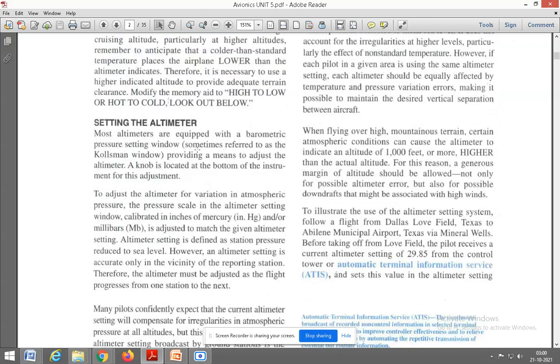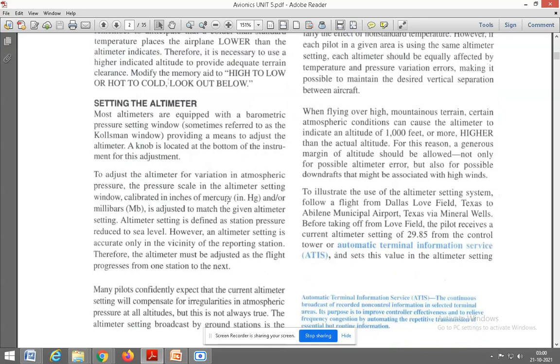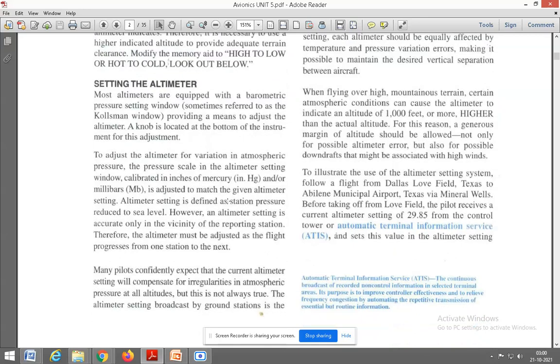So how will you be setting the value in the altimeter? This is the next part. So most altimeters are equipped with a barometric pressure setting window, that is the Kollsman window, which will provide an adjustment of the altimeter. Here we will be using a knob located at the bottom of the instrument for adjustment. So to adjust the altimeter for variation in atmospheric pressure, the pressure scale in the altimeter setting window, calibrated in inches of mercury and millibars, will be used for adjusting the altimeter setup.